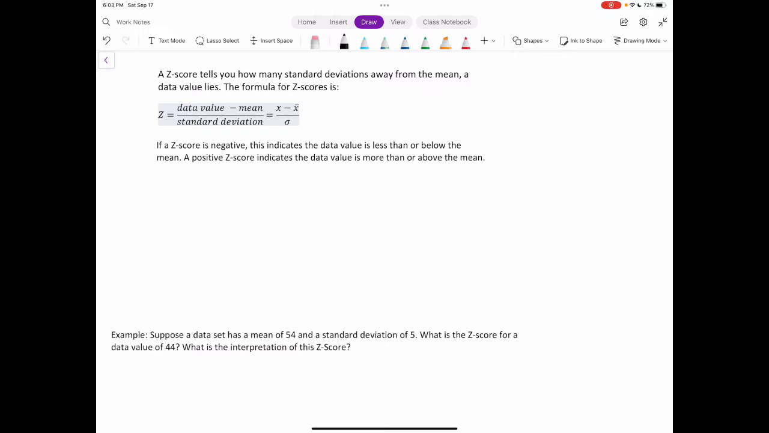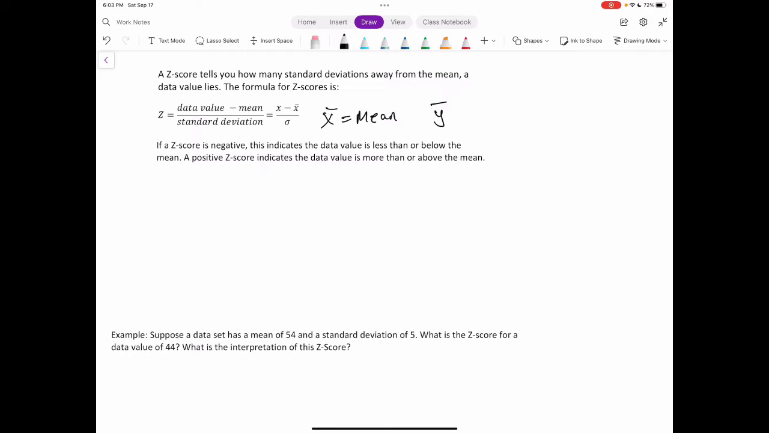In order to calculate the z-score, our formula is we take the data value minus the mean, and then we divide that by the standard deviation. In different books, sometimes X bar, which is the mean, is denoted as maybe a Y bar or something like that, but just know it's the data value minus the mean over the standard deviation. So a z-score can be either negative or positive or zero.